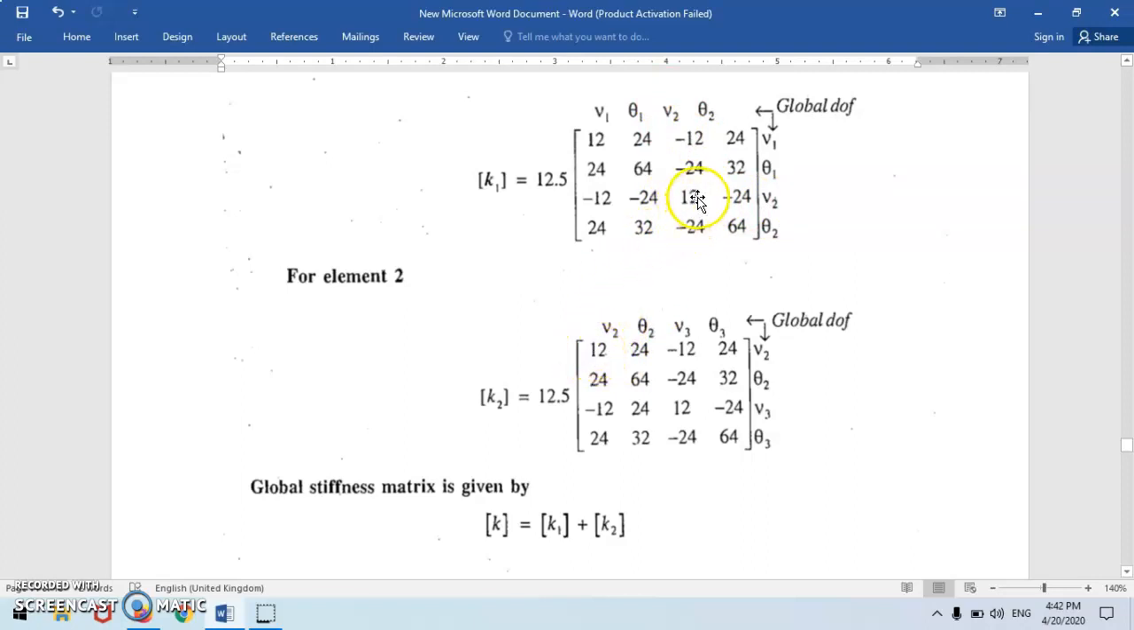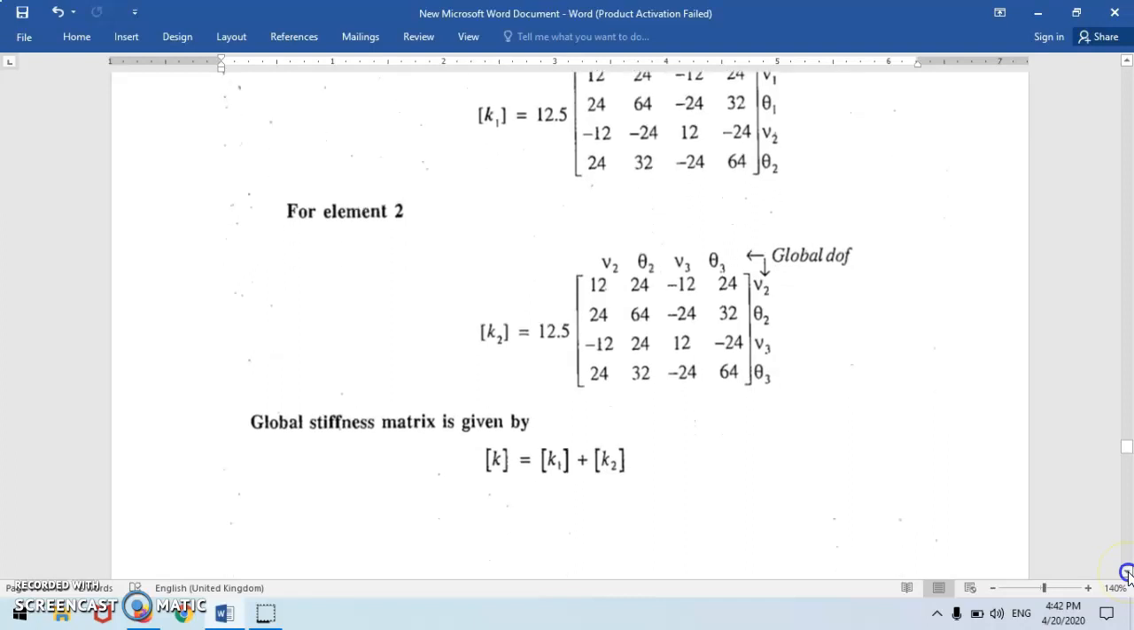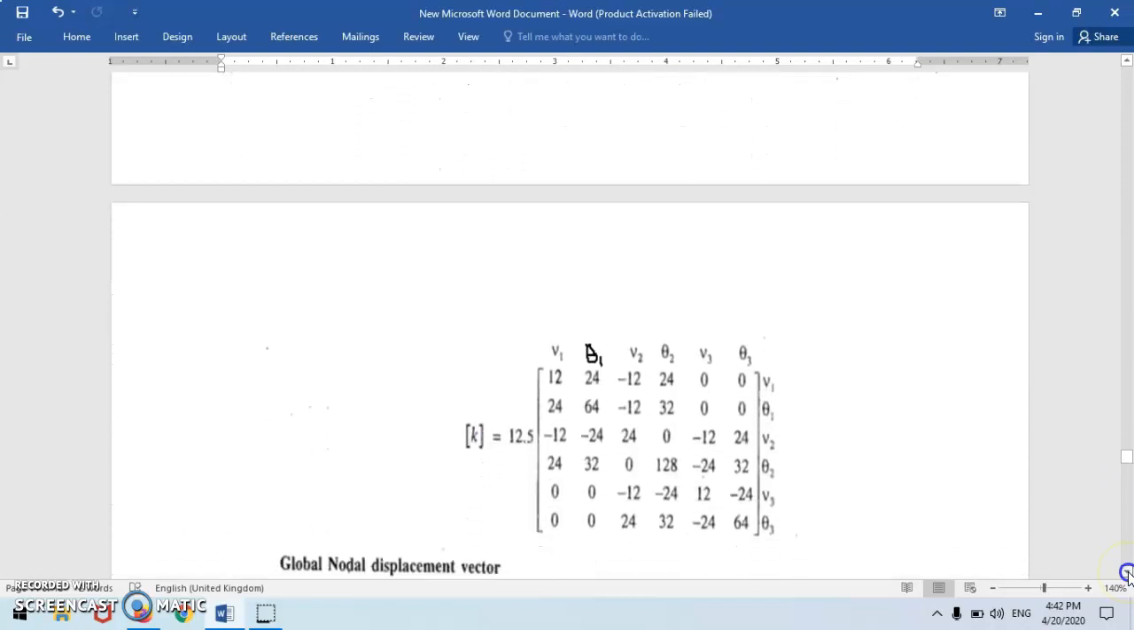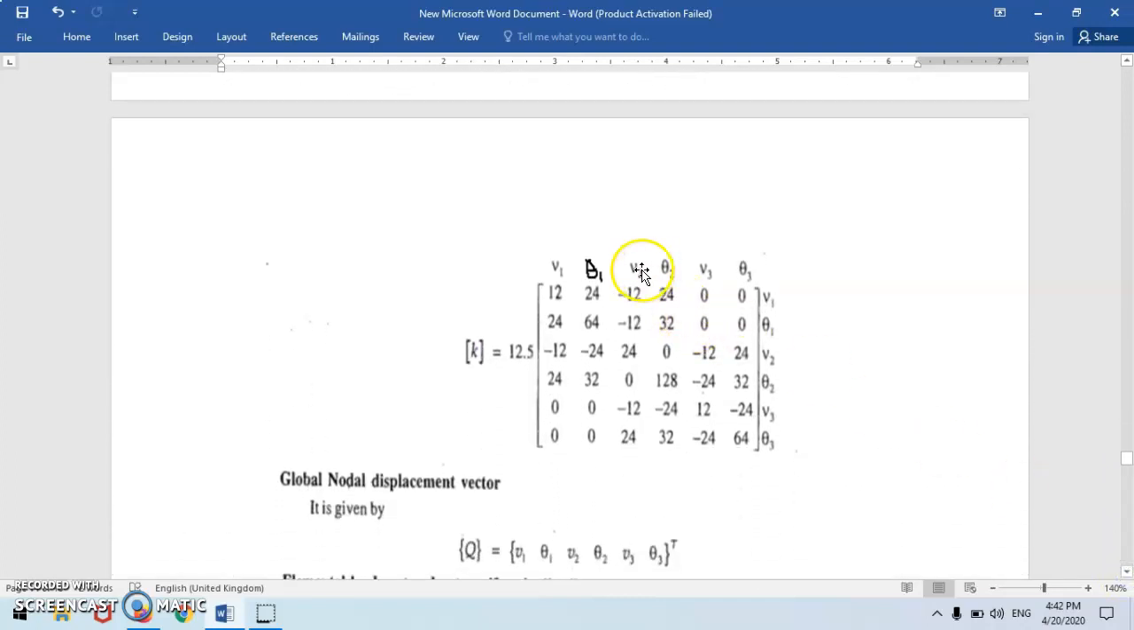So 12 plus 12 will be 24. Similarly, V2 cross theta 2 will be minus 24. V2 cross theta 2 will be 24. So how much this value will be? Minus 24 is here. And similarly, V2 cross theta 2 will be 24. So how much you will be getting here? You can see here V2 cross theta 2 will be 0, because 24 minus 24 will be 0.